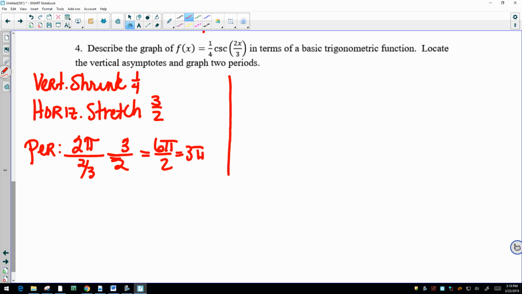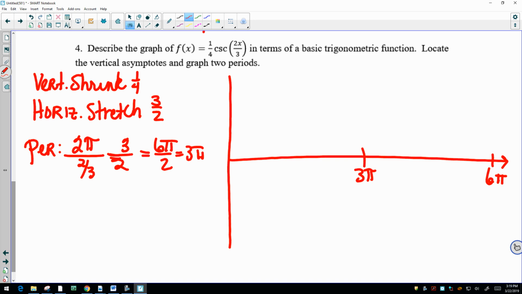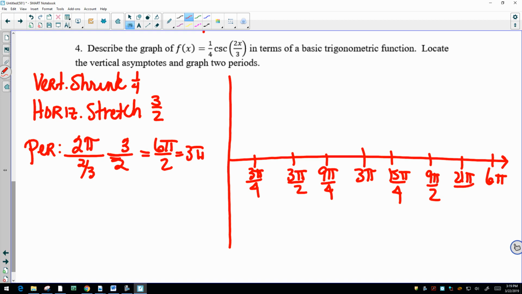Okay, so here we go. We need 2 periods. Keep in mind 3 pi is 1 period, so that means 6 pi is 2 periods. So we start by taking half, and we take half again. Now we're counting by 3 pi over 4, and we need 4 critical points. So 3 pi over 4, 6 pi over 4, 9 pi over 4, 12 pi over 4, 15 pi over 4, 18 pi over 4, which is 9 pi over 2, 21 pi over 4, then 24 pi over 4.